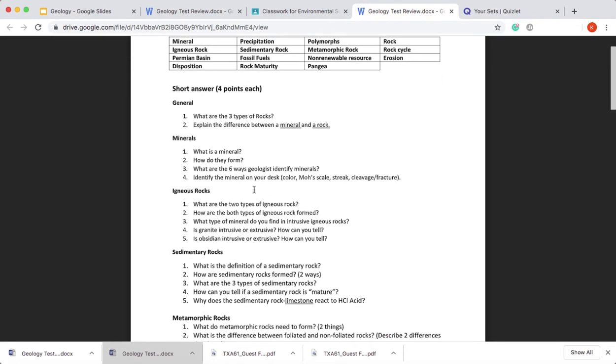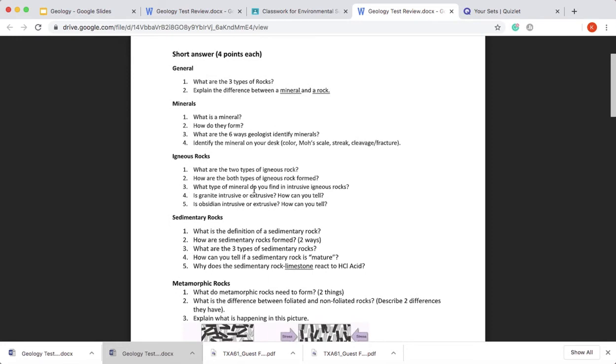Moving forward to short answer. So a lot of these are from your exit tickets. So I pretty much copied and pasted from the exit tickets that you guys had from class. We had those open note quizzes. And so these questions are mainly from that. And if you have any trouble, you're welcome to look at those in your notes.